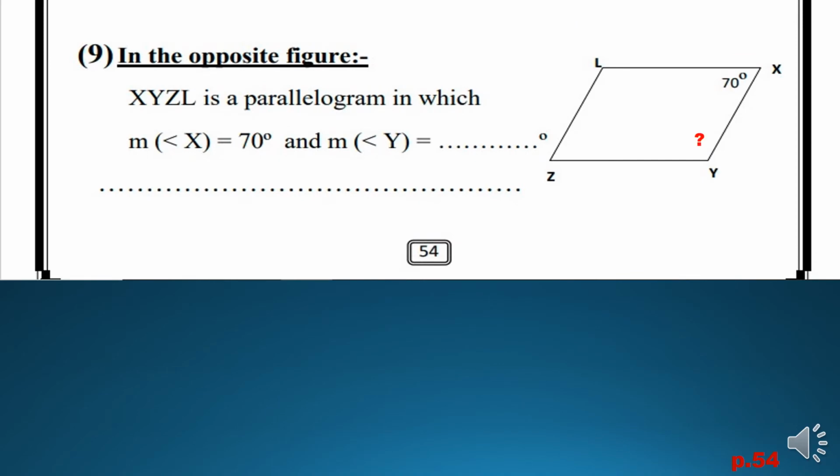Number 9. In the opposite figure, XYZL is a parallelogram in which measure angle X equals 70 degrees and measure angle Y equals what? I want to find angle Y. I have 2 consecutive angles. Their sum is equal to 180. So to get angle Y, it will be 180 minus 70, which equals 110 degrees.